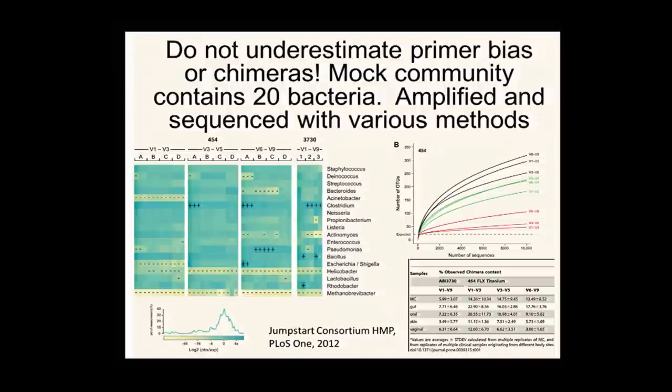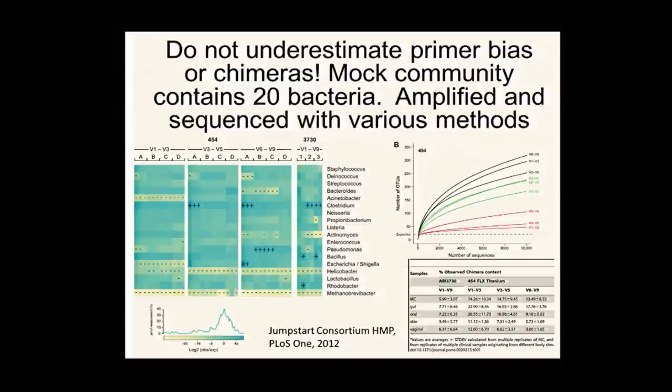But the other thing that came out of this is we put 20 known bacteria into these sequences. Okay, so yes, I know you're looking at this and saying, how can I even use this data at all? This is an ascertainment bias, and it means that you cannot go and say, I'm going to sequence V1 to V3, and then compare that directly with V6 to V9, and say that there is a difference between these two samples. It does need to be standardized, the platform and the primers.